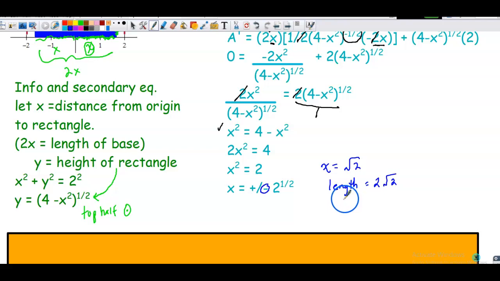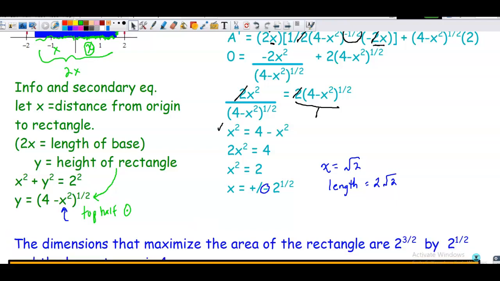To get the y value, I'm going to substitute the square root of 2 in here. So the square root of 2 squared is just 2. 4 minus 2 is 2. So in other words, maximizing areas of rectangles every time gives us squares.